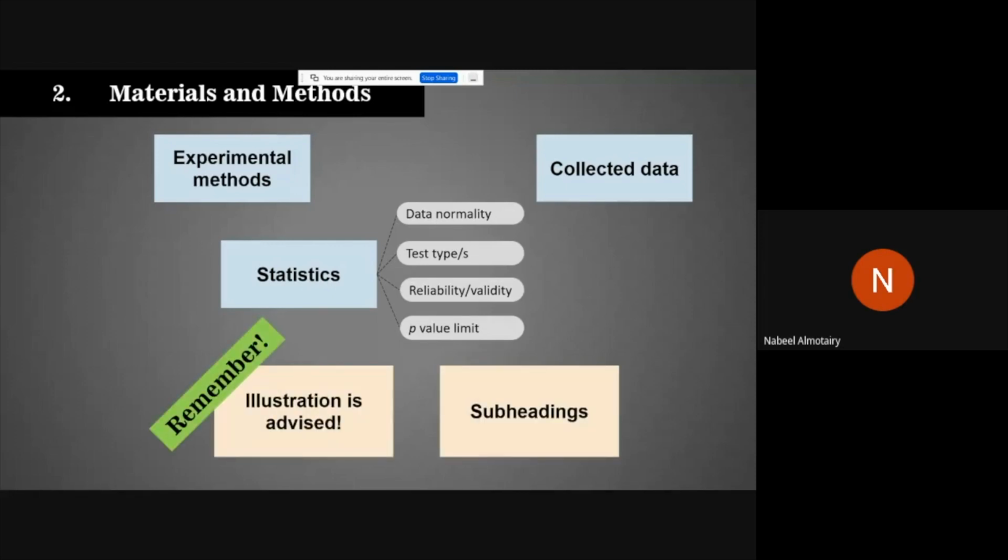And sometimes if you have complex experiments, it's really advised to have illustrations that represent the method that you have used in your study. And also sometimes it's advisable to have subheadings in the materials and methods, just to make it more organized and easier to read.